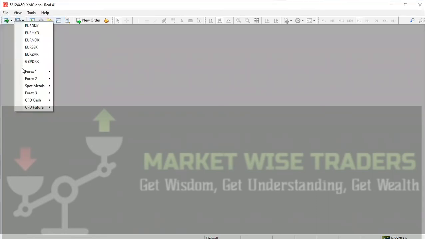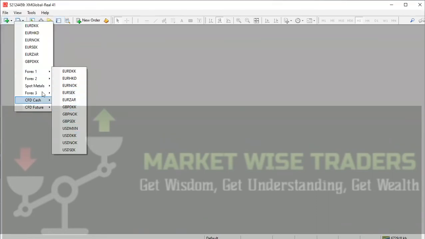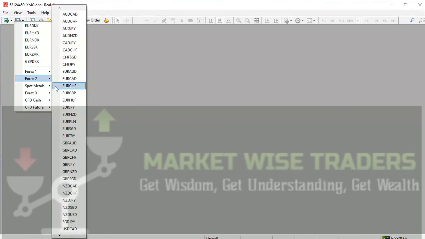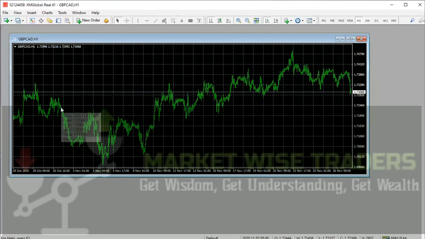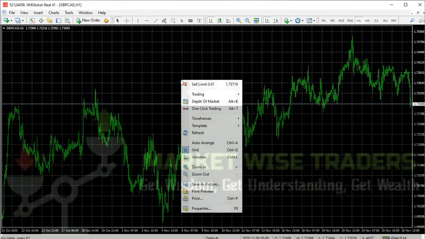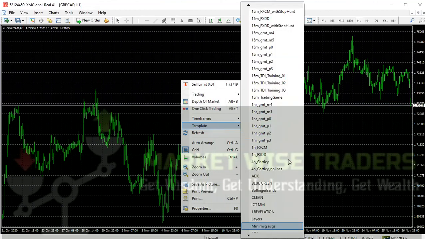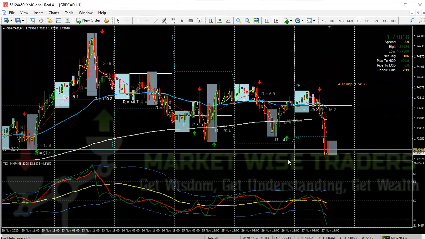Let's just look at a chart. Let's just see what these traders did. What is this? Okay, this is pound CAD, no problem. I'll use my template, my market maker template. Let's see if we can see what happened in terms of timing. This is London time, this broker of mine.